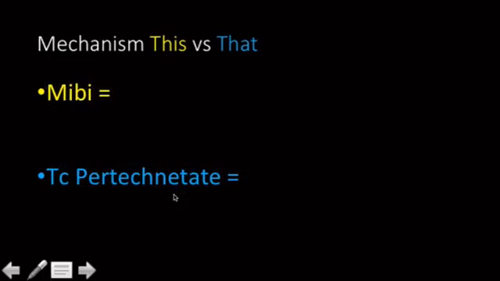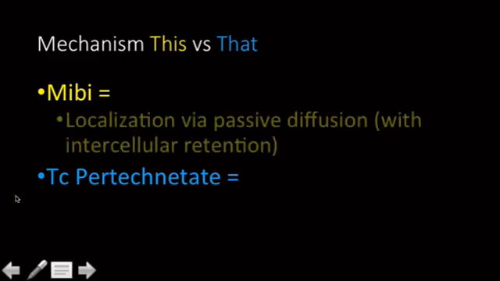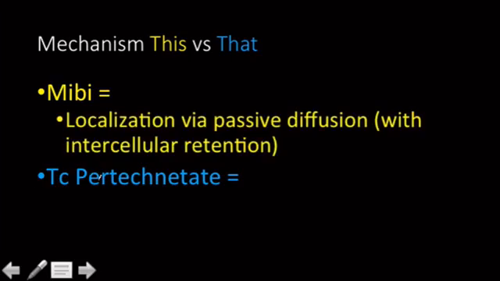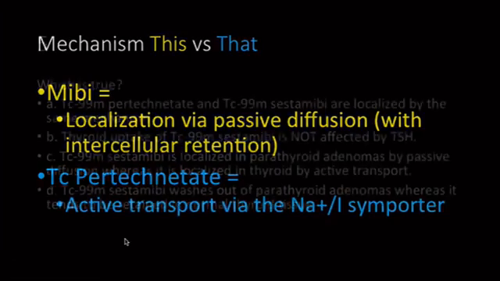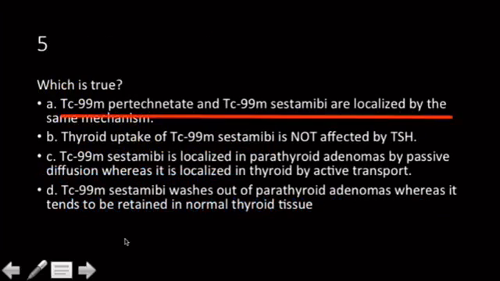So remember, MIBI is a passive diffusion. Remember we talked about that for going into the heart, and then it gets stuck to the mitochondria once it gets in there. But how it gets in is just this passive diffusion. Versus pertechnetate in the thyroid, it goes in the same way that the iodine goes in, which is through that active symporter that requires active ATP. All right, so that one's not right.